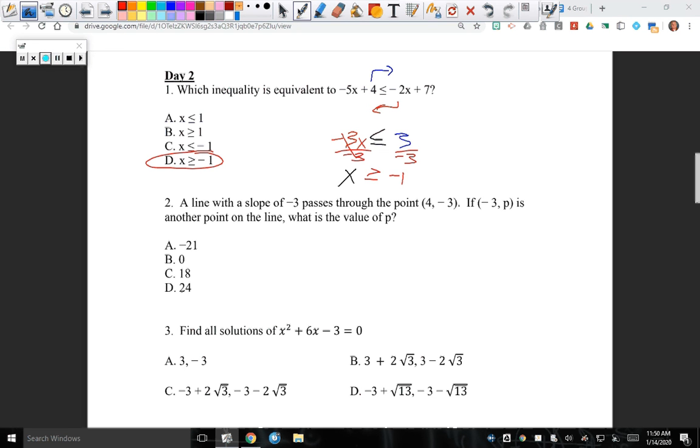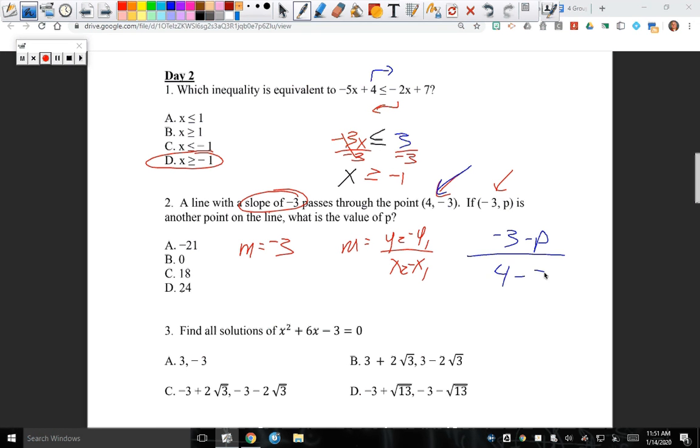A line with the slope of negative 3 is coming from these 2 points. So we know that the slope equation is y2 minus y1 over x2 minus x1. So if I choose from this, let's say that this is the first point that I'm going to choose from, it'll be like negative 3 minus p over 4 minus a negative 3. This is our slope. So we could have negative 3 minus p there and 7 on the bottom. And we're going to set it equal to what it said the slope was, which was negative 3.